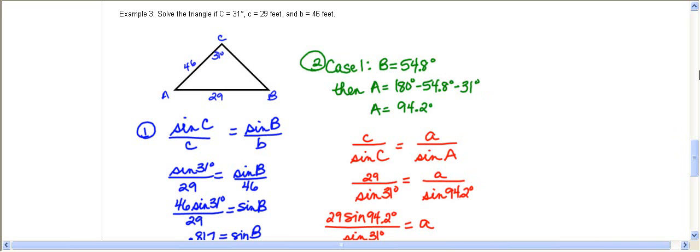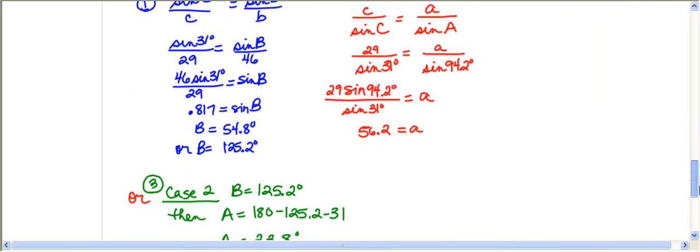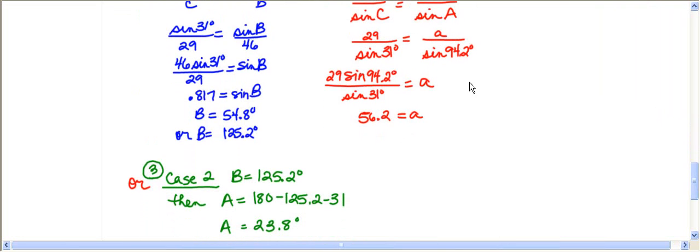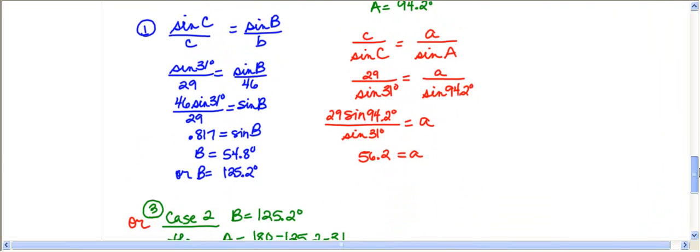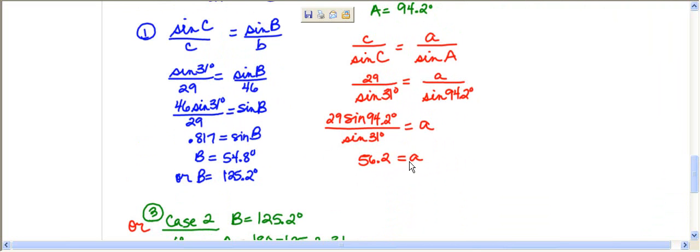And now we plug into the law of sines. We know everything about angle C again, so c over sine C is equal to a over sine A. So we get 29 over sine of 31 is equal to a over sine of 94.2. And then we multiply by sine of 94.2 and figure out that a is 56.2. And what are our units here? I did not put those in this problem. They're feet. So lowercase a would be 56.2 feet.